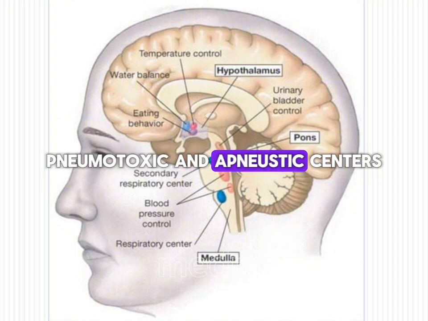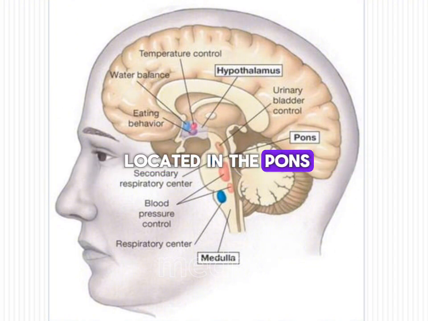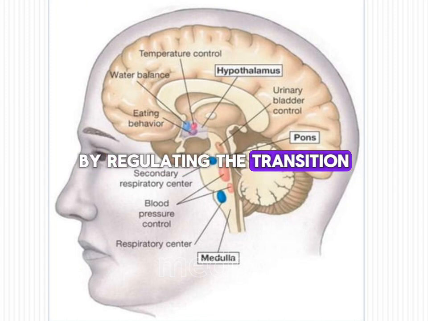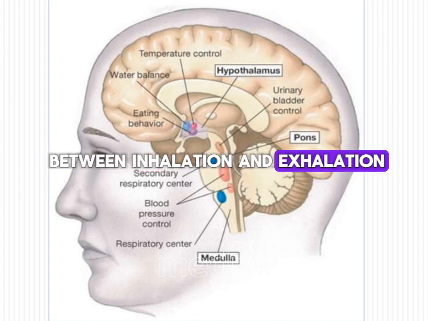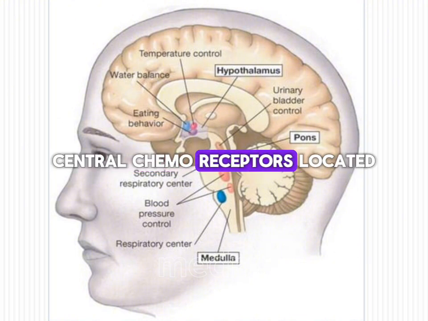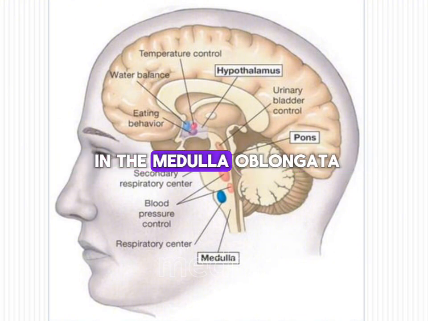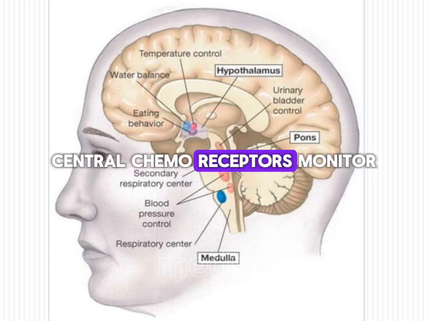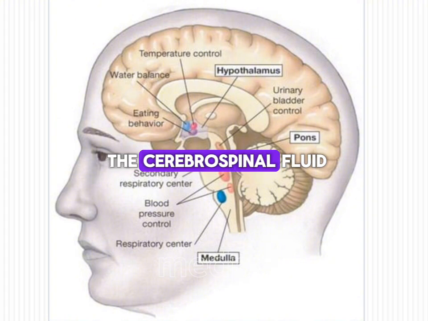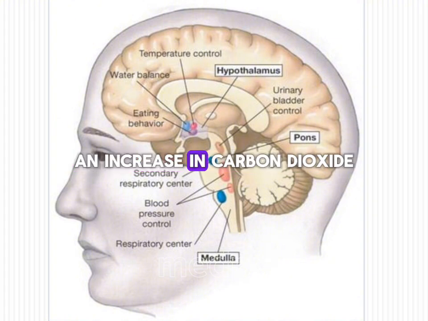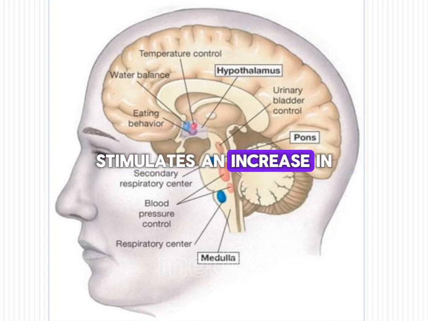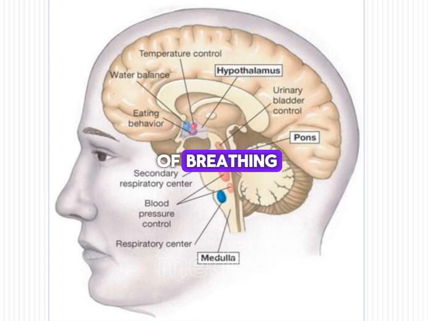Pneumotaxic and apneustic centers. Located in the pons, these centers fine-tune the breathing process by regulating the transition between inhalation and exhalation. 2. Chemoreceptors. Central chemoreceptors. Located in the medulla oblongata, central chemoreceptors monitor the levels of carbon dioxide and hydrogen ions in the cerebrospinal fluid. An increase in carbon dioxide or hydrogen ion concentration stimulates an increase in the rate and depth of breathing.